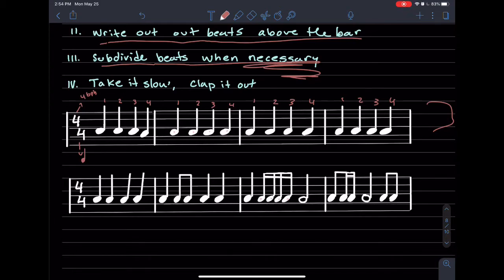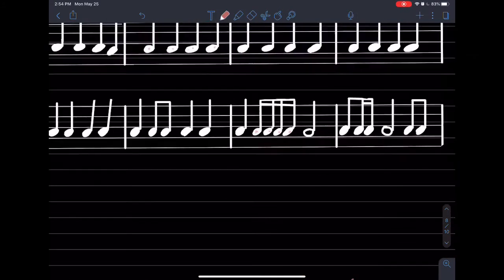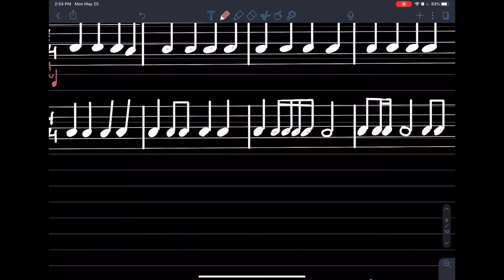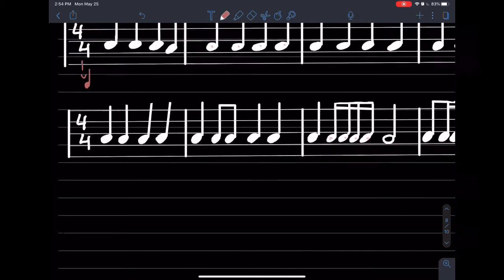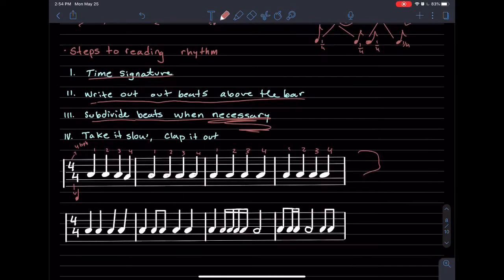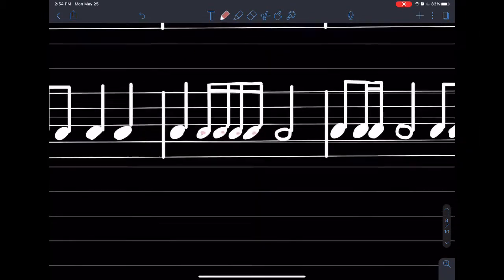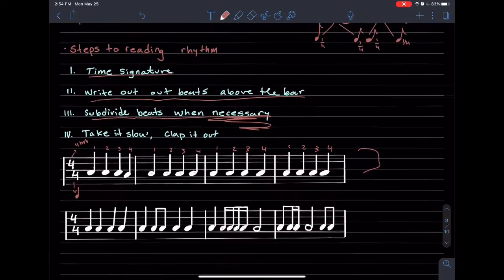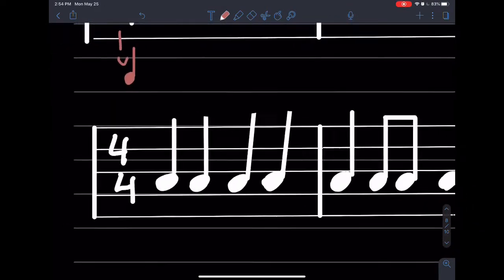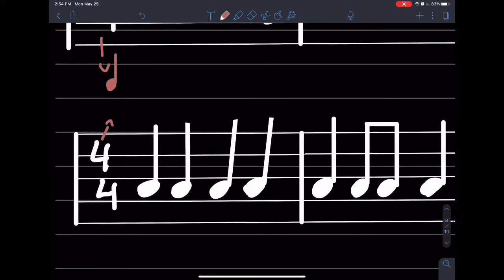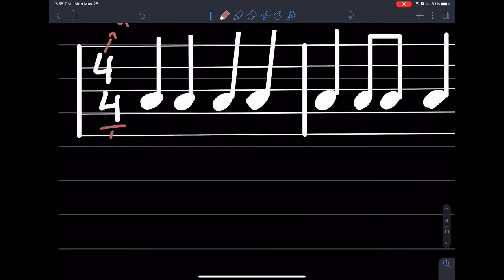Okay? Awesome. Now, I want to start working on this second line. We're going to apply the same steps that we saw up here, so 1 through 4, and we're going to apply it to this line right here. Okay, so step 1, time signature. It's the same time signature as before, so this is 4 beats per bar, and this refers to the quarter note.